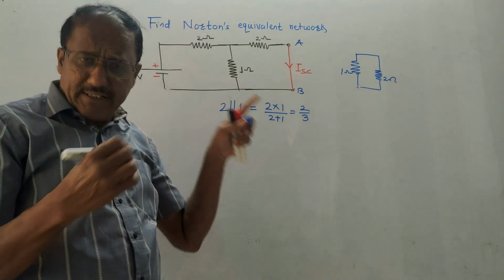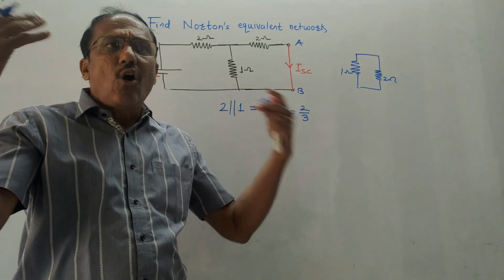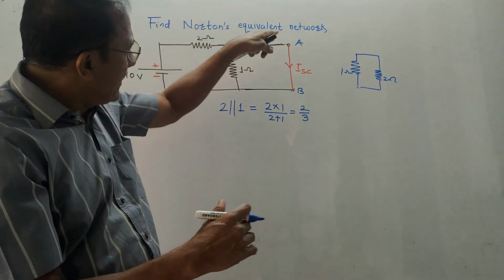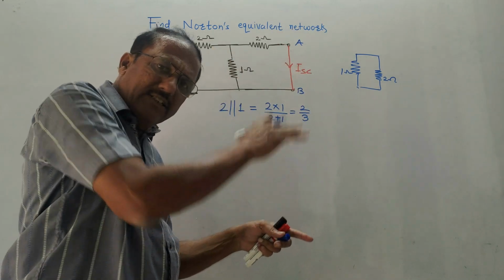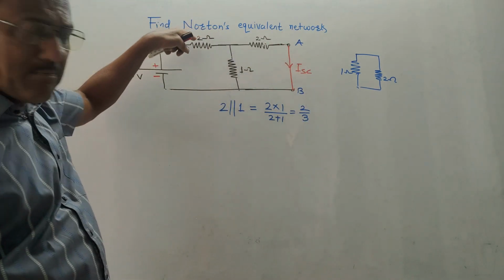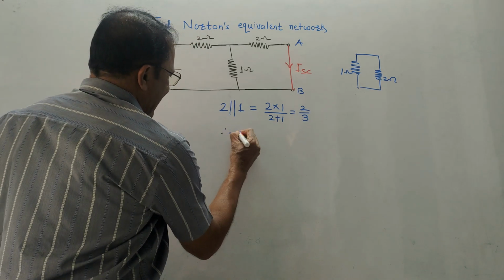Remember the simple trick. This type of network is called a ladder network. In almost all cases, just check the first connection. If it is in parallel, the second is in series, the third is in parallel and so on. So this is in parallel. So next, by default, I will be taking it in series. Therefore, I will write it like this.